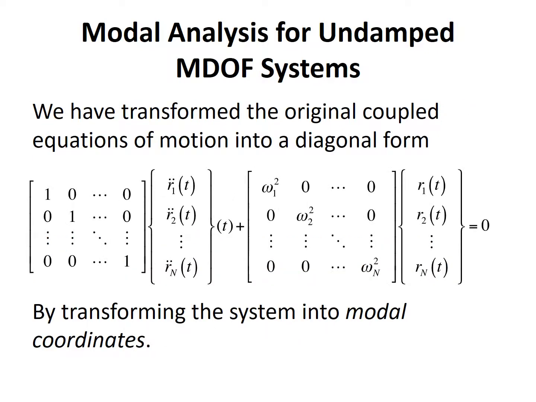We can see this more clearly by expanding out the matrix expression in modal coordinates. Once again, because of the properties of the eigenvectors and eigenvalues of a real symmetric matrix, we know that transforming the system to modal coordinates yields a set of n uncoupled differential equations. Each equation can be envisioned as an independent, single degree of freedom oscillator in the modal coordinate r sub i.